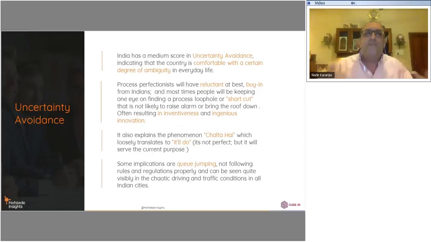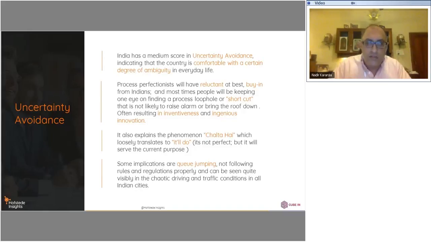So process perfectionists are going to have a little bit of trouble. They're also going to have some reluctant, at best, buy-in from Indians, because Indians are not completely 100% sold on the concept of being 100% process-oriented. Okay, so we'll keep one eye on your process, of course, but we'll also be scanning for a loophole or a shortcut, which is not likely to cause any trouble or bring the roof down, but it's something that fulfills all the necessary requirements, gets the job done, and that is called the chalta hai, or it'll do. It's not perfect, but it'll do.